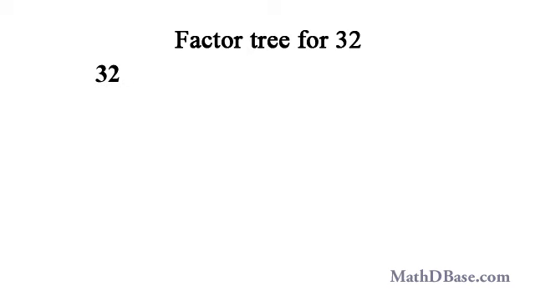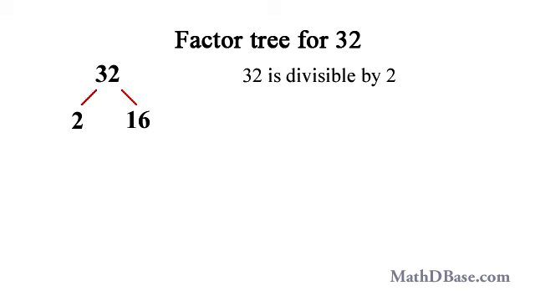Sometimes, completely factoring a number involves many steps. Factor trees can be very useful in organizing systematic factoring. To write a factor tree for 32, first note that 32 is even. So 32 is divisible by 2, a prime number. So we can put 2 on one branch and 32 divided by 2, or 16, on the other branch.